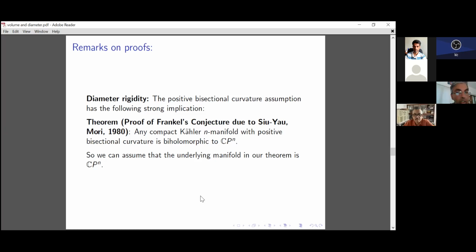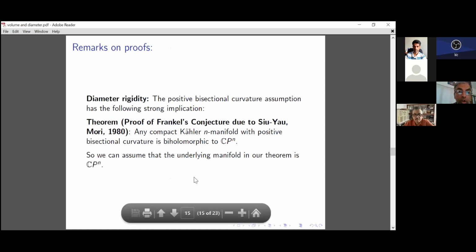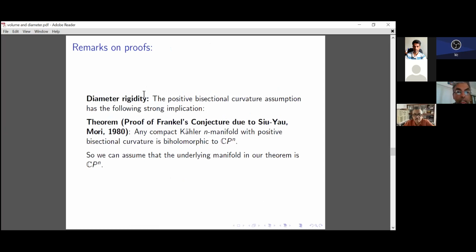So now, there were two results of ours that I stated. One is the diameter rigidity theorem, and then this Gromov-Hausdorff closeness thing. Now this one, as I said, strays quite far from the concepts just used in the statement. So let me just talk about the diameter rigidity theorem.